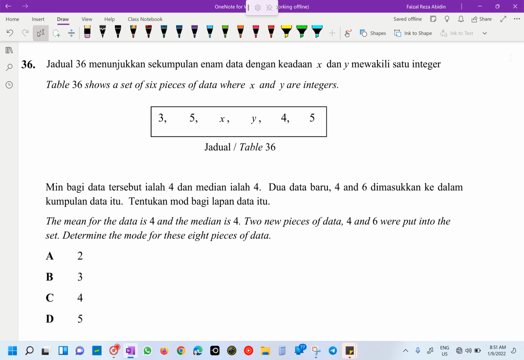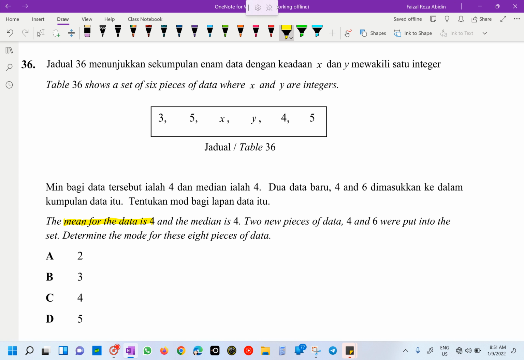Okay. Table 36 shows a set of 6 pieces of data where x and y are integers. Okay. The mean for the data is 4. So how do we get the mean? Class, how do we get the mean? Plus all together divided by how many data we have, isn't it? Okay, that's going to be our mean here.